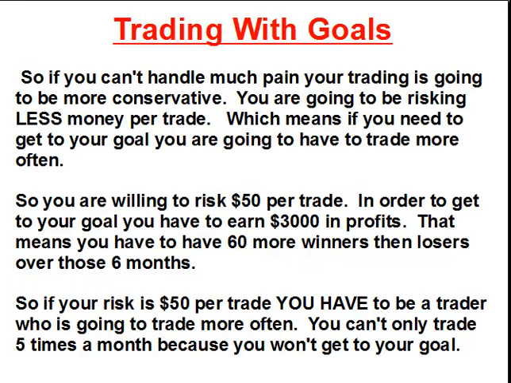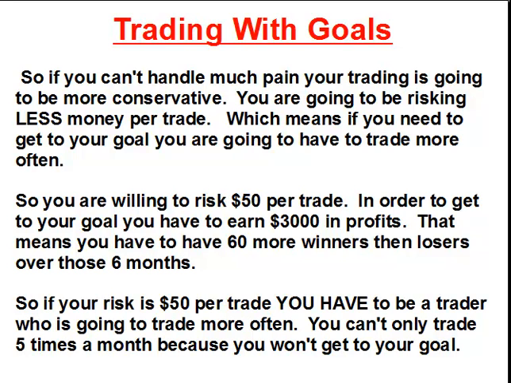So if you can't handle much pain, your trading is going to be more conservative. You're going to be risking less money per trade, which means if you need to get to your goal, you're going to have to be trading more often. That's just the way it is. So if you're willing to risk, say, $50 per trade, in order to get to my goal of that $4,000, I need to earn $3,000 worth of profits. That means that I'm going to have 60 more winners than losers over the course of 6 months. So that's roughly 10 extra winners every single month, assuming I'm risking $50 every single trade.